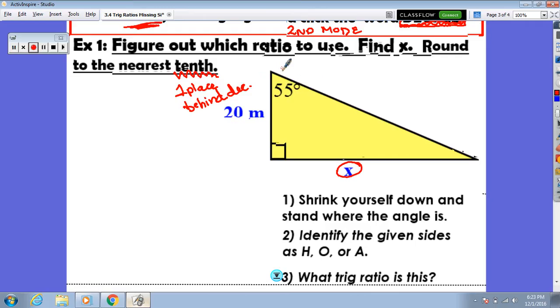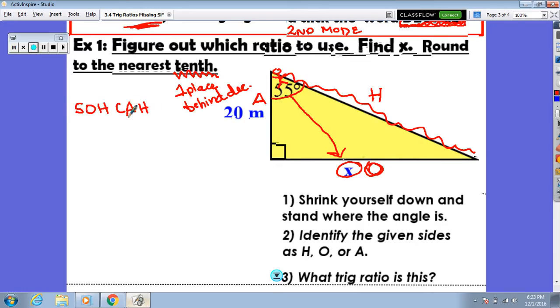Alright, so my little man should go where the angle is. So we're looking at it from the perspective of this angle. Wherever the angle is that you see in your picture, that's where the little man goes. Okay, so that means this side would be opposite, and this side is hypotenuse, and that makes this side the adjacent side. So I write my little trig ratio. So, TOA.